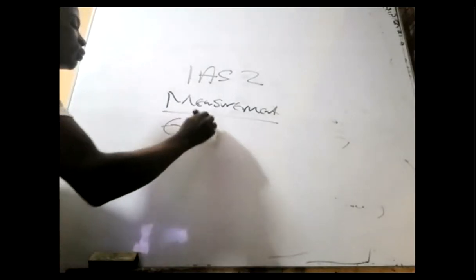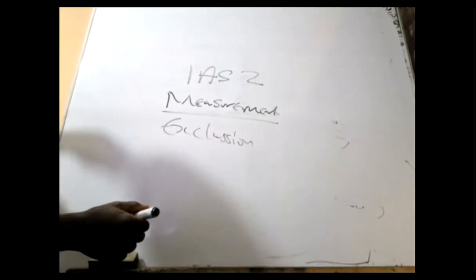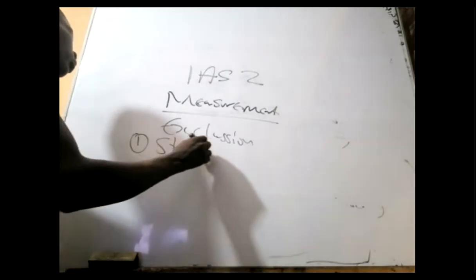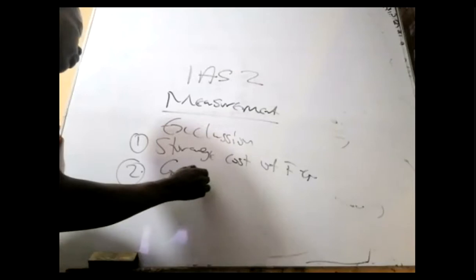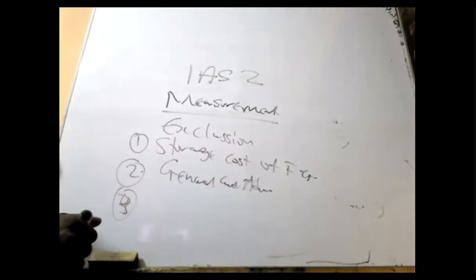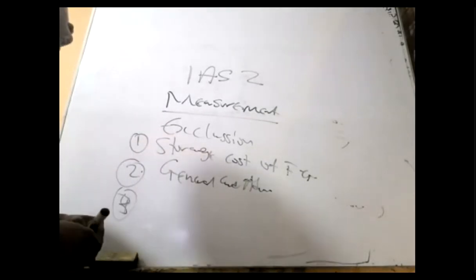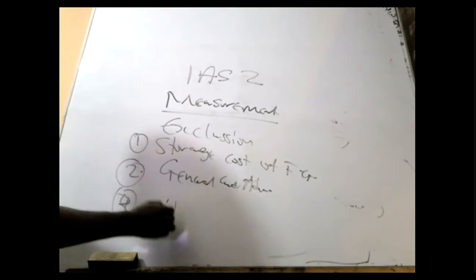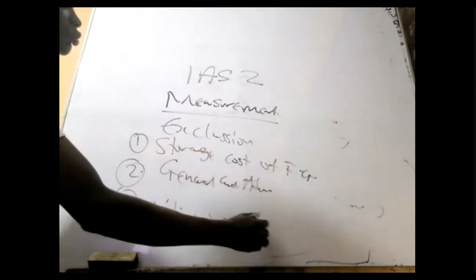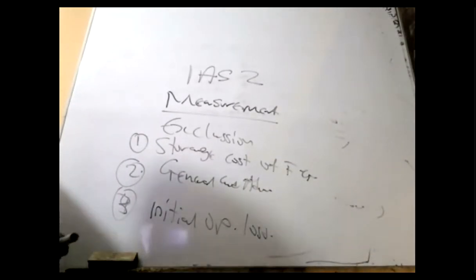I will call it exclusions from the cost of inventory. Number one, storage cost of finished goods. Number two, general and admin expenses. Number three, initial operating losses. Any operating losses, that is ignored. General admin, ignore. That is all.